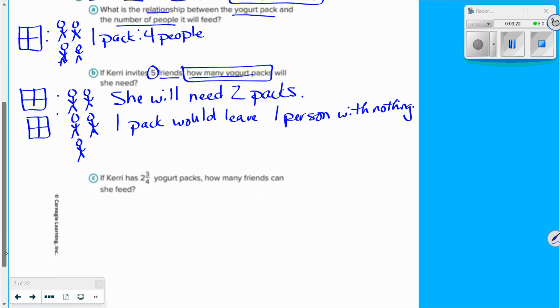Okay, if Carrie has 2 3/4 yogurt packs, how many friends can she feed? She can feed 11.